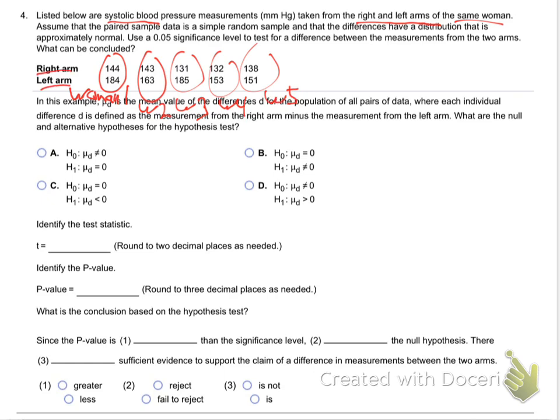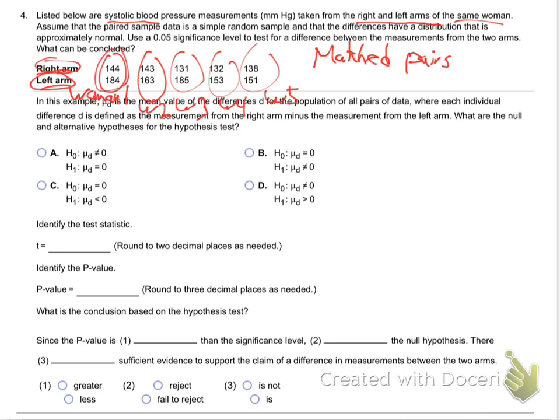So clearly, these data are matched pairs. They're connected. It isn't like we took the right arms of 5 women and the left arms of 5 totally different women. Then the numbers wouldn't be matched up. They'd be independent samples. That would have been a problem from last section, 9.2.